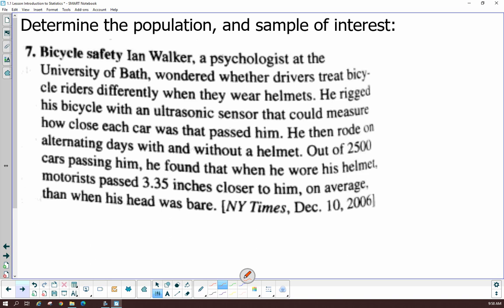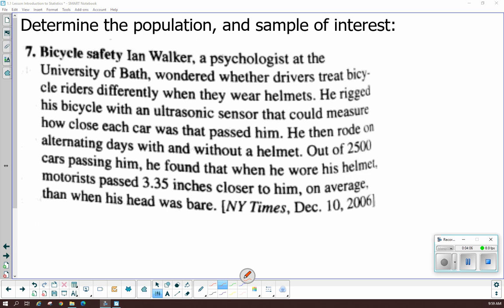So I want you to pause here. I want you to read this little problem. This is from the textbook, which you can also find again on Canvas, the textbook information unit 1 or chapter 1. And I want you to try and identify the population we're interested in and the sample that we used to find something out about the population.